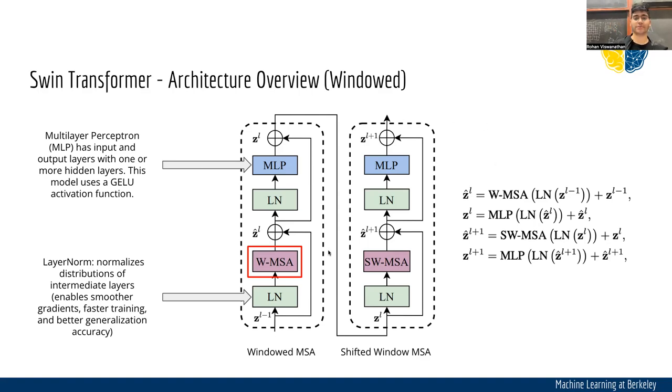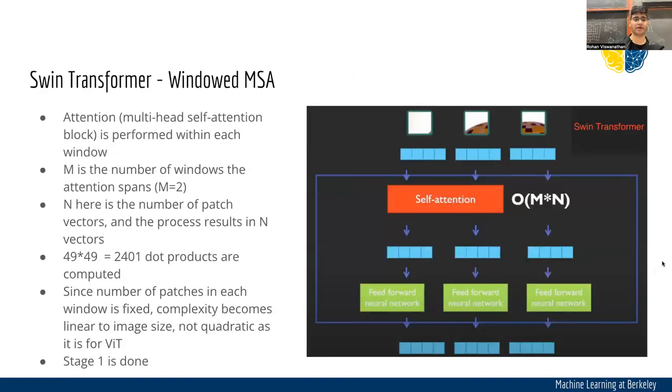We've talked about MLPs before, so onto what windowed MSA is. This stands for windowed multi-head self-attention blocks, and this is performed within each window. So we have 8x8 windows, and within each window we're performing WMSA. The way this works is M is the number of windows the attention spans. So instead of calculating attention across all of our windows, with one token, another token, another token, we'll have a bunch of these token embeddings. Instead of calculating self-attention across all of them, we only want to calculate it across a certain M value. In this case, M is 2. N here is the number of patch vectors, and the process results in N vectors.